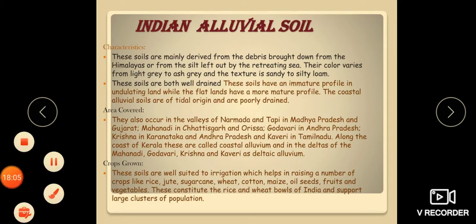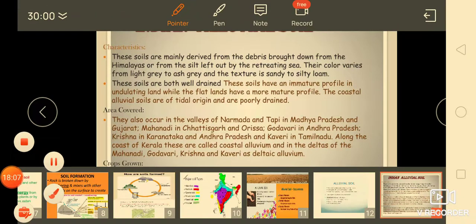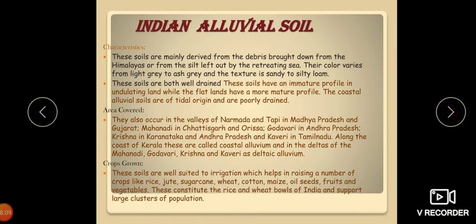the retreating sea. Their color varies from light grey to ash grey and the texture is sandy to silty loam. These soils are well drained. These soils have an immature profile on undulating land, while the flat lands have a more mature profile. The coastal alluvial soils are of tidal origin and are poorly drained.